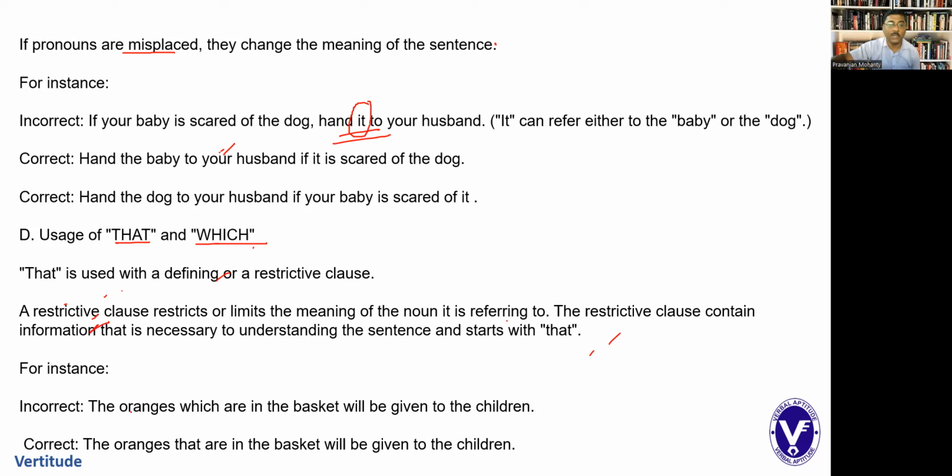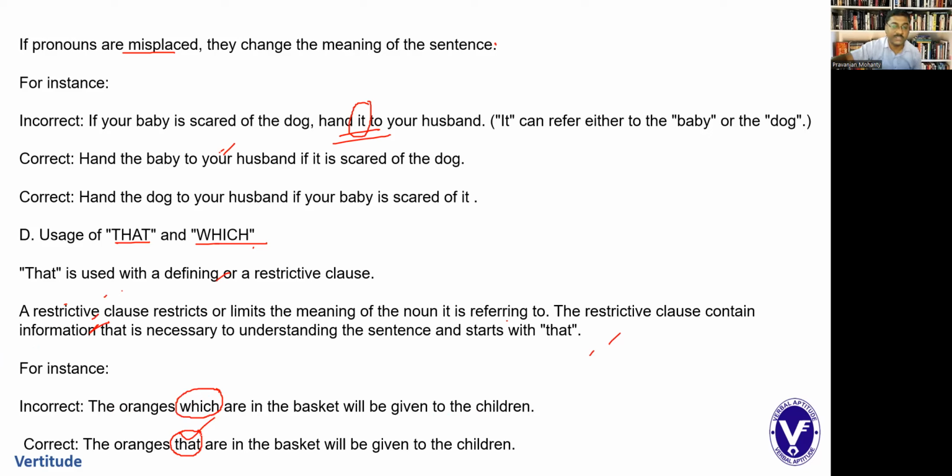Definitions में नहीं. The oranges which are in the basket will be given to the children. Now यहाँ पे बोल रहा है the oranges which are in the basket. So this is not a non-restrictive one. So यहाँ पे what we use is that the oranges that are in the basket will be given to the children.